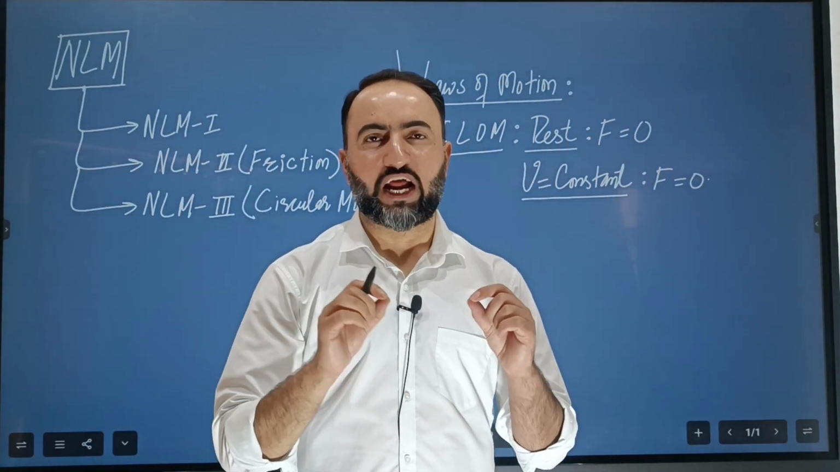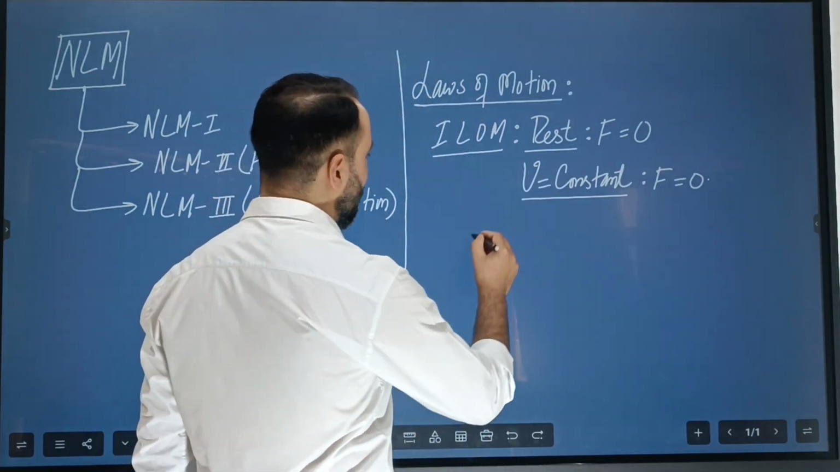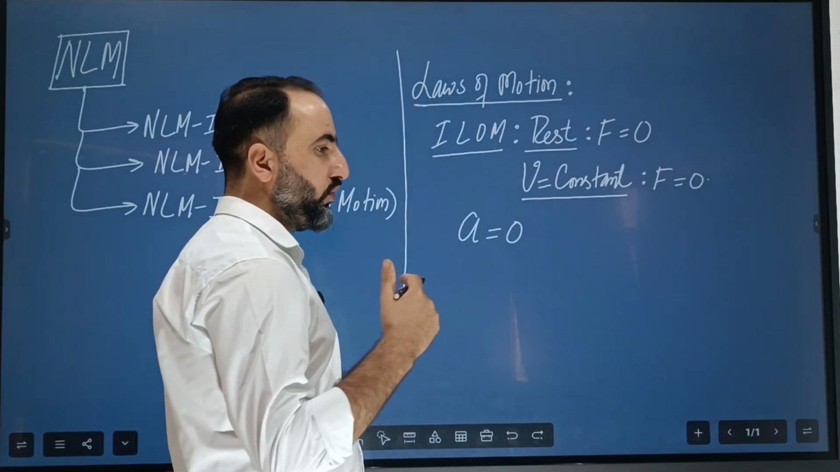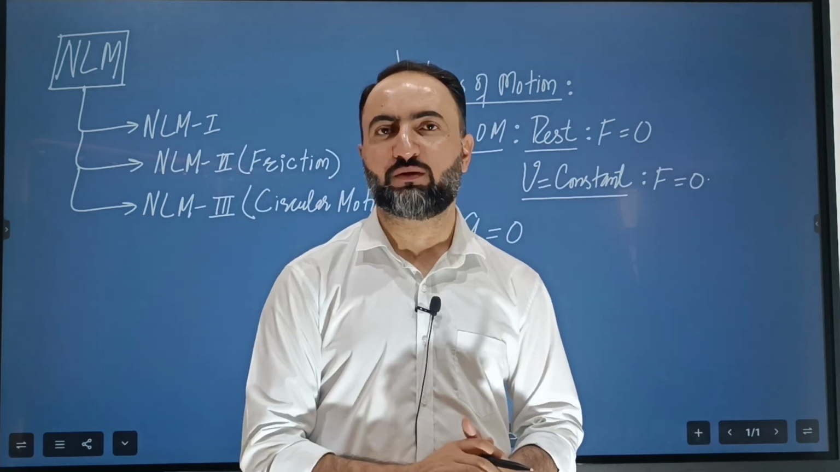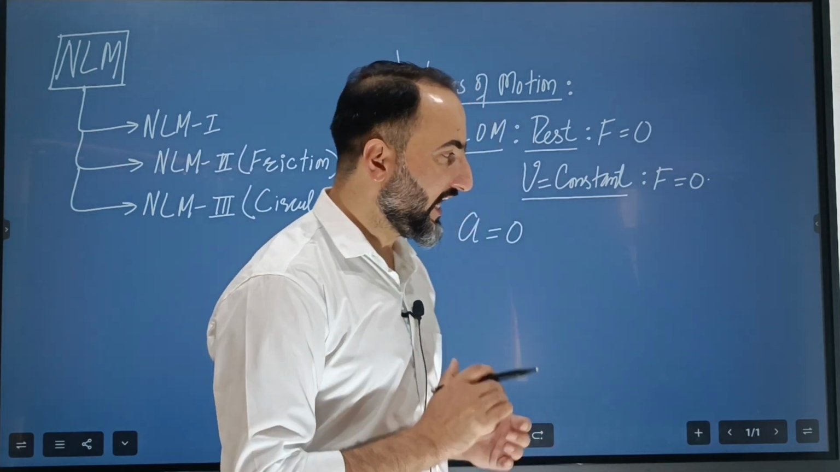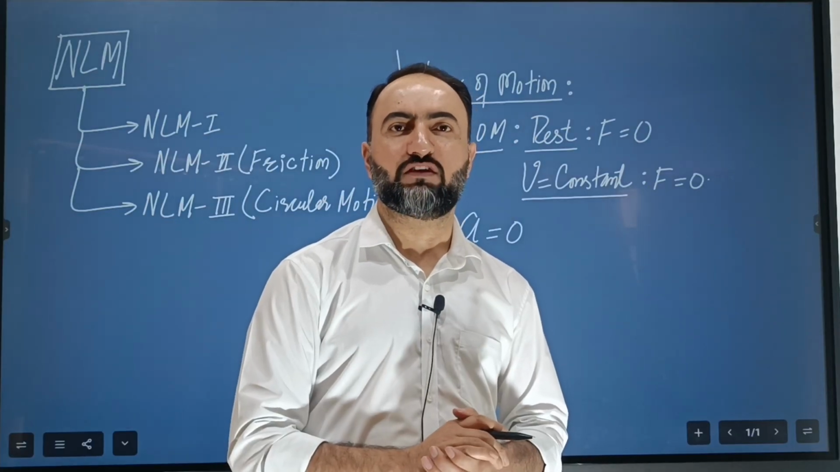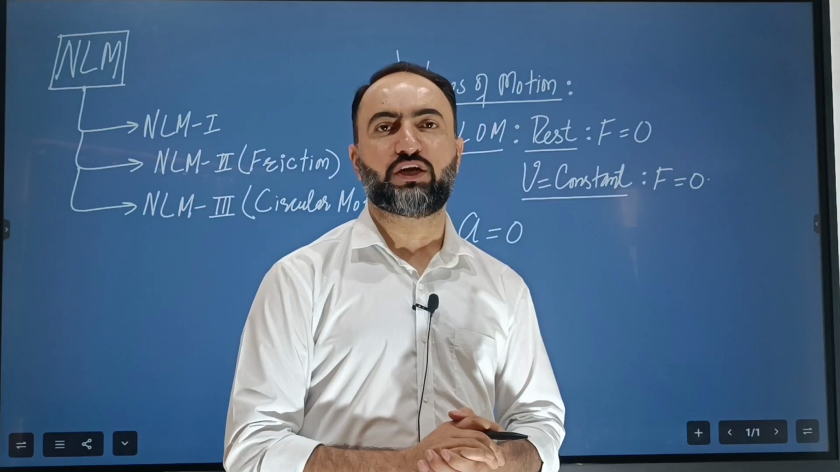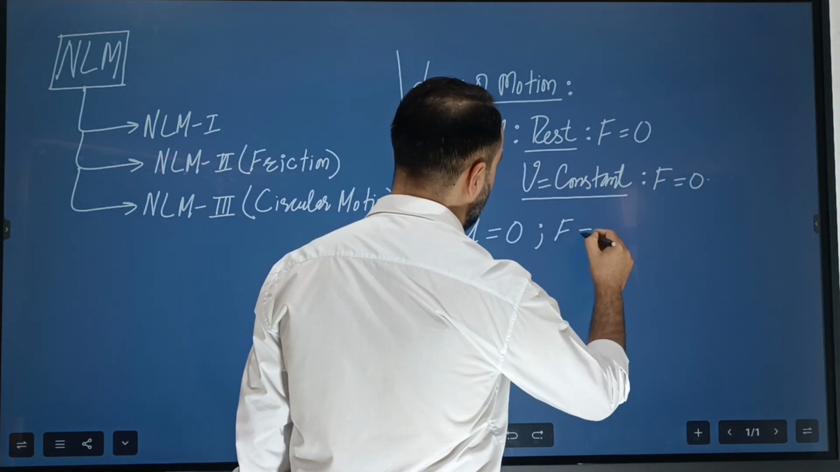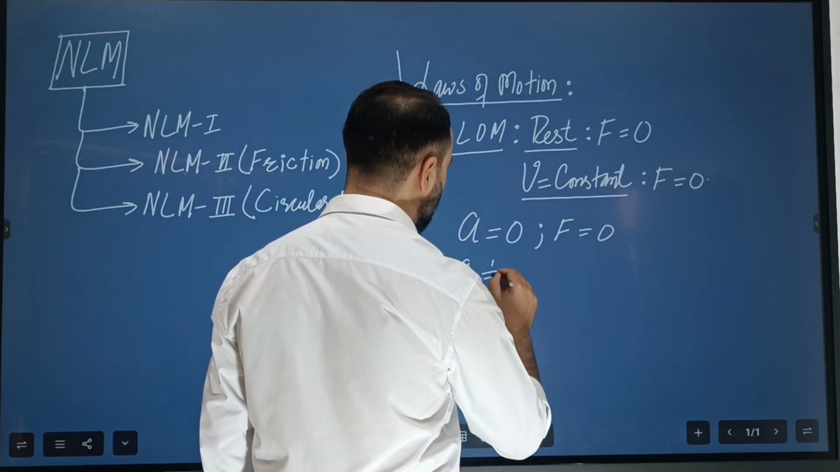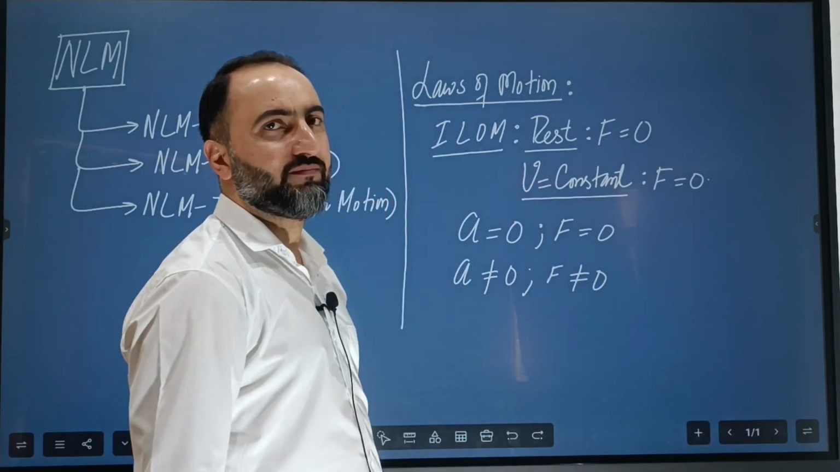If I want to write down this first law in a single line, what I will write is this: whenever the acceleration of the body is equal to 0. Because when a body is at rest, its velocity is equal to 0, which means that the acceleration of the body is also equal to 0. And when velocity is constant, acceleration is again equal to 0, because acceleration is the rate of change of velocity. So whenever the acceleration of the body is equal to 0, force is equal to 0, and whenever the acceleration is not equal to 0, force is not equal to 0. This is the first law, as simple as that.